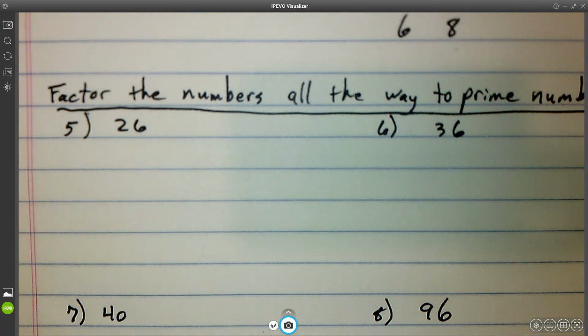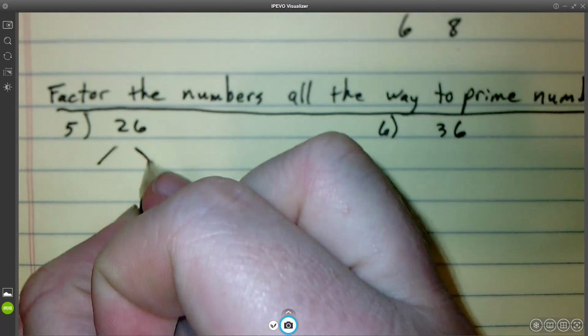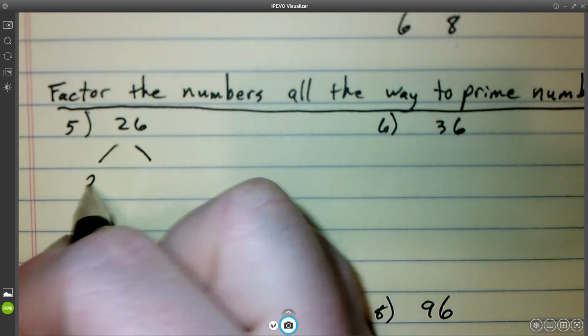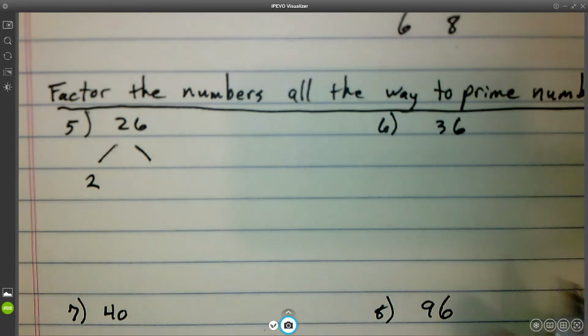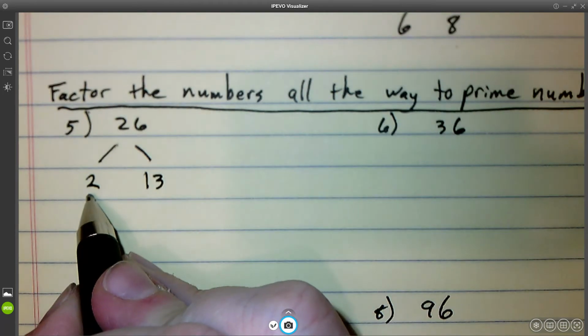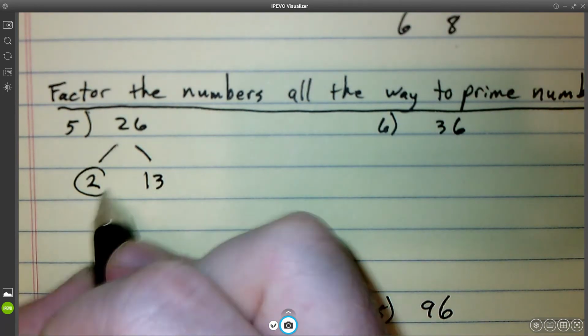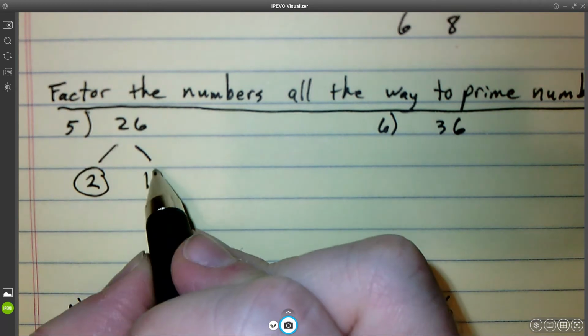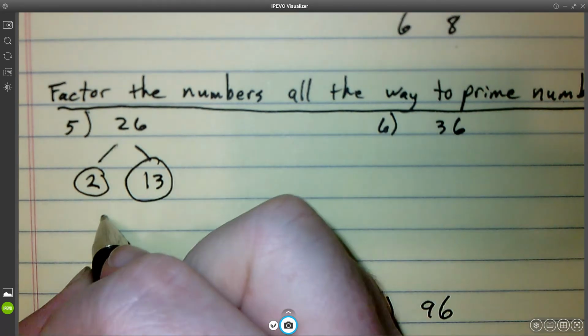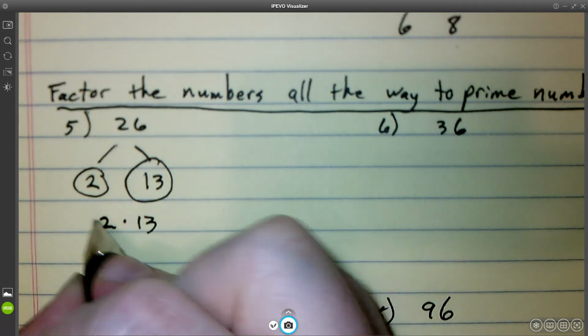Anyhow, let's start with the 26. So we always draw it out. Now, 26, it ends in a 6. So that means that it's going to be 2 times something. 26 divided by 2 gives us 13. Is 2 prime? Is 13 prime? Since 2 and 13 are prime, we circle them, and that gives us 2 times 13 as your answer.